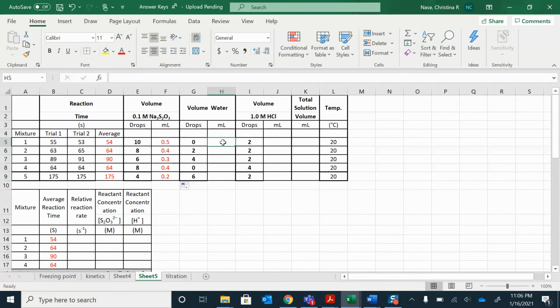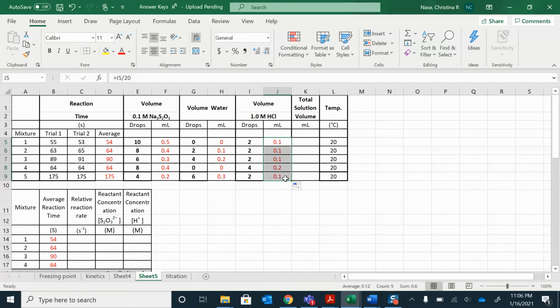It's not really a lot of milliliters. Same thing over here. So water equals this divided by 20. It should be 0, right? 0 divided by anything is going to give you 0. Drag that down. And then my milliliters over here, do the same thing. 2 divided by 20. Great, I got 0.1, and then down.